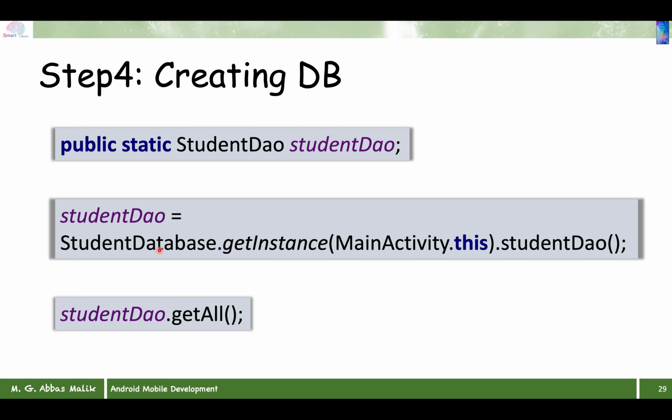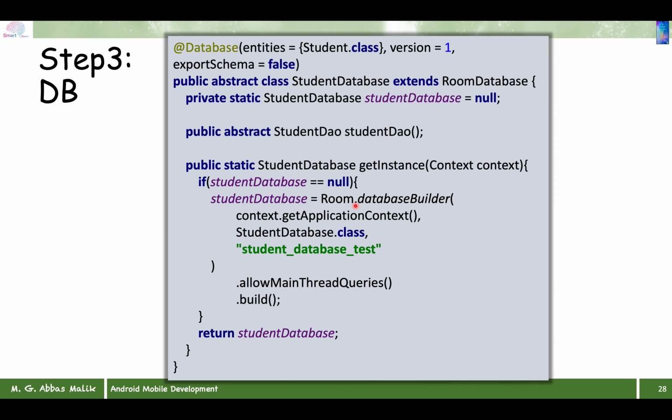That's the name of the class, and because this method is static, we don't need to create an object of that class. We can just say the name of that class dot get instance dot create db, whatever name you have given there, and then we say main activity dot this, or we can simply say this as well, that is giving the context, and then we are accessing that particular student DAO.